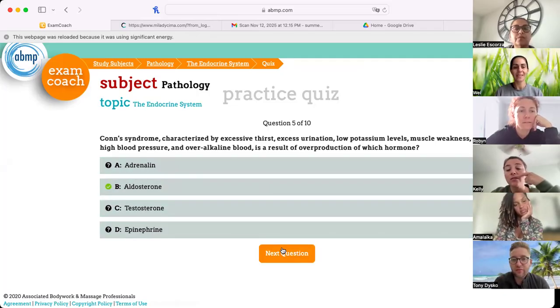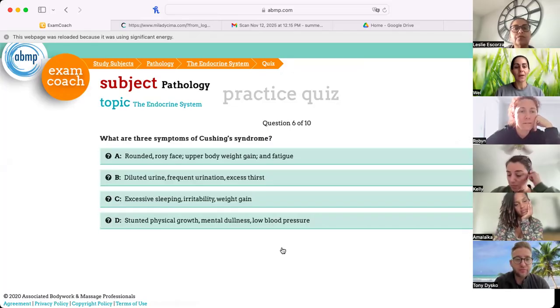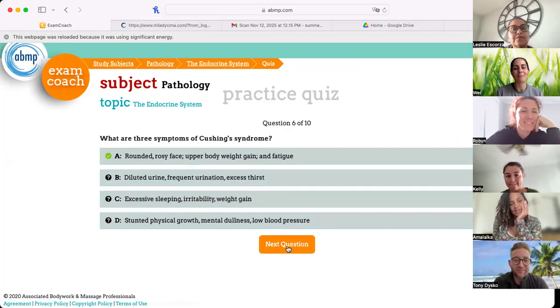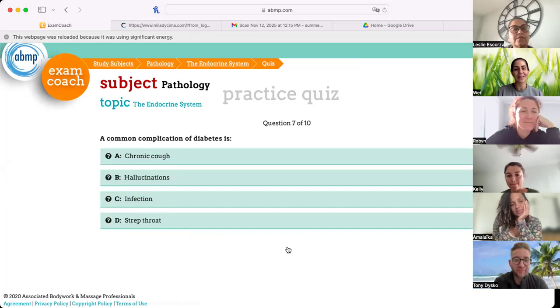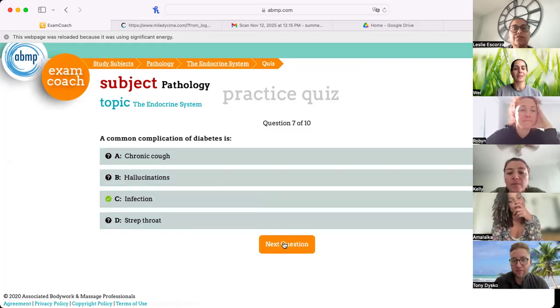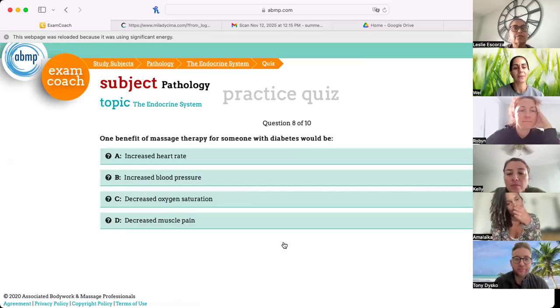I don't know. What are 3 symptoms of Cushing syndrome? I know these ones. A: rounded, rosy face, upper body weight gain, and fatigue. A. A common complication of diabetes is infection. Yeah, correct. Low circulation, everything.